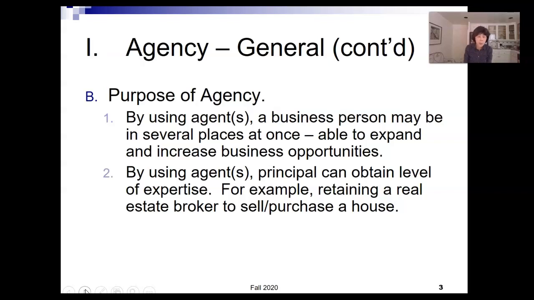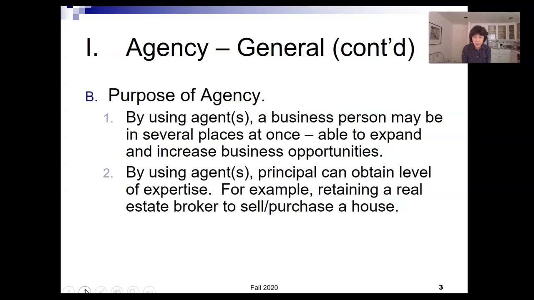Now, why would a principal want this type of relationship? Why agree to have an agent represent him or her? Well, one reason the agent would be hired by the principal would be to help the principal cover more ground, increase his or her business opportunities, expand the reach that the principal has. Another reason, the agency would give the principal a level of expertise.